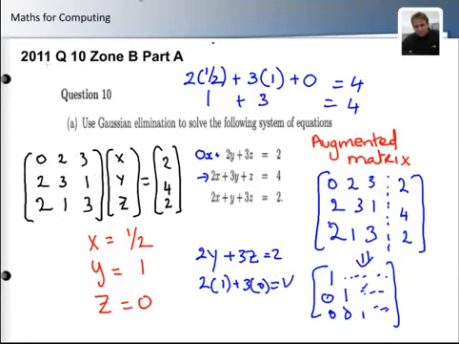So the answer is this here. X equal to half, y is equal to 1, z is equal to 0. And that ends the presentation.